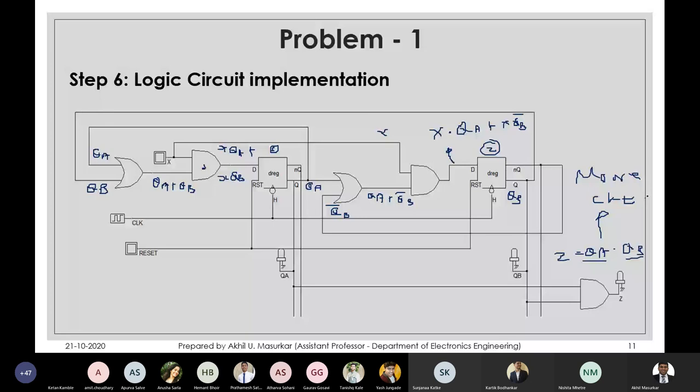So how will you draw? You will show two flip-flops, then hardware at the input of DA, hardware at the input of DB, and based on the outputs, that is QA and QB, you will make Z, like this. So the general diagram is this. Come on, start copying this. Then we can go to the second problem.